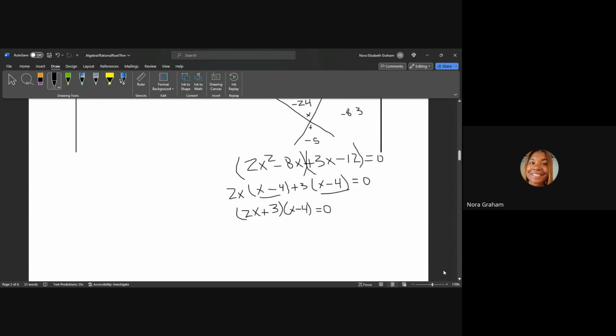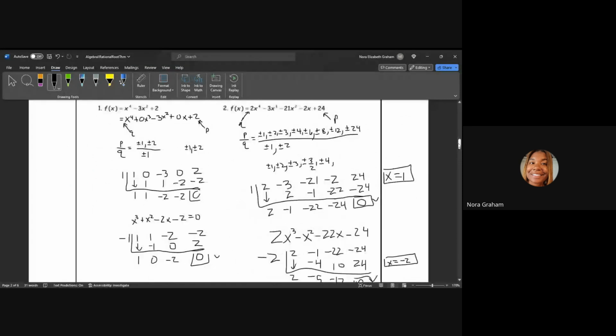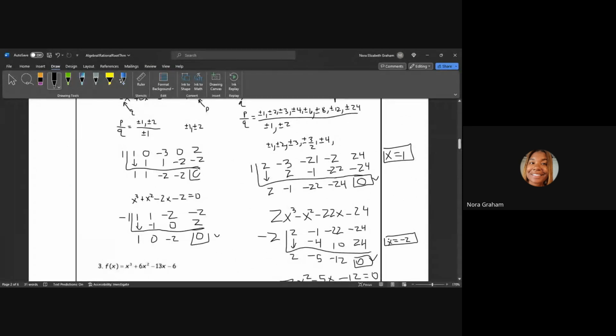I just set each one of my binomials equal to 0. When I set this one equal to 0, I subtract 3 from both sides and then divide by 2. So x equals negative 3 over 2. It's a possible root. And then set x minus 4 equals 0, add 4 to both sides, x equals 4. It's another root. Okay, so I found all 4 roots, which is 4, negative 3 over 2, and the ones up here we found using synthetic division is 1 and negative 2.